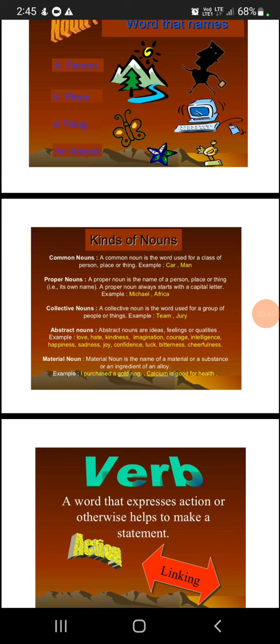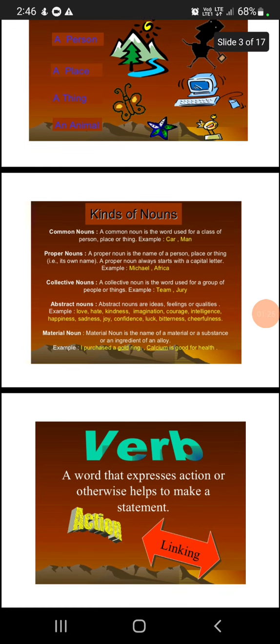For example, car or man. These kinds of words are common nouns. Then the proper noun is the name of a person, place or thing, their own name or any name. A proper noun always starts with a capital letter. For example, Mikhail, Africa. Mikhail is the name of a person and Africa is the name of a country, so they must start with a capital letter.